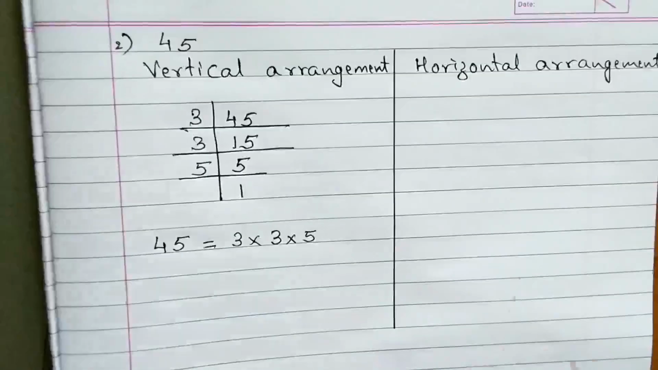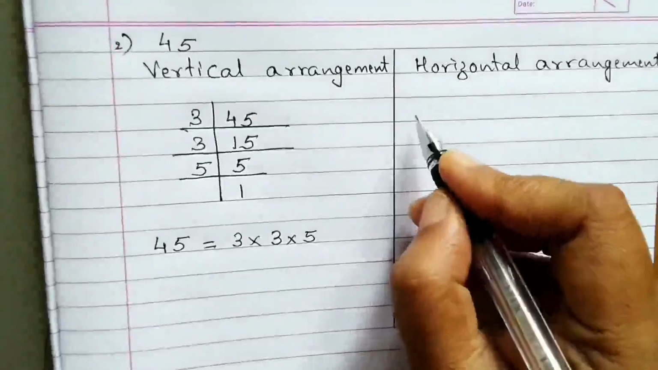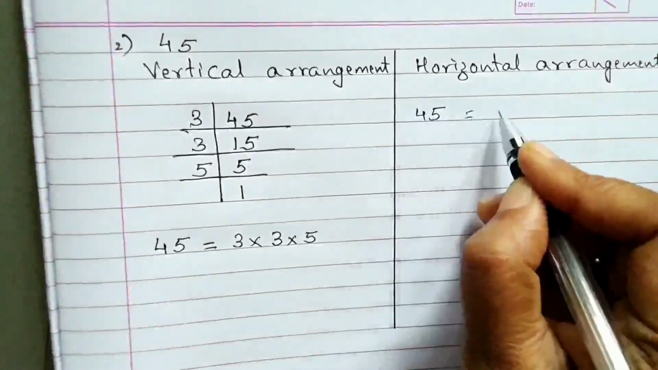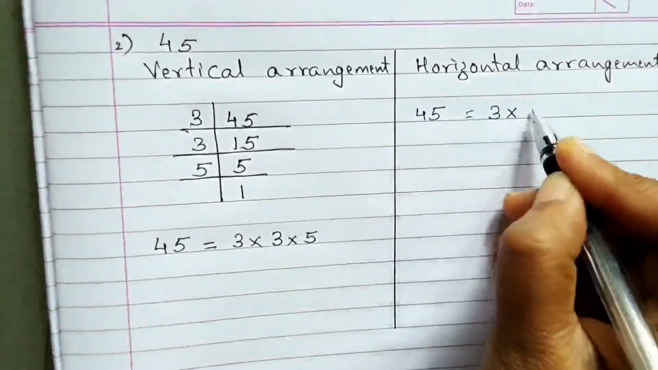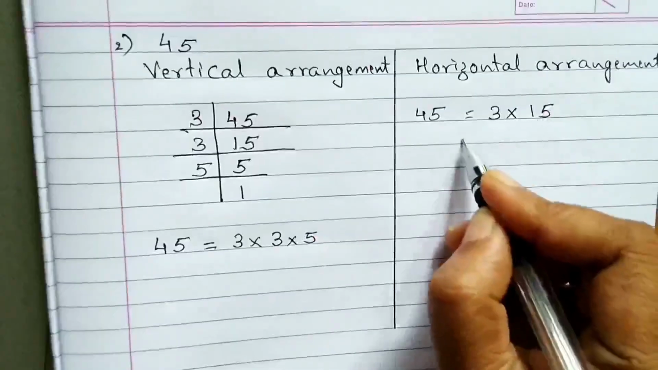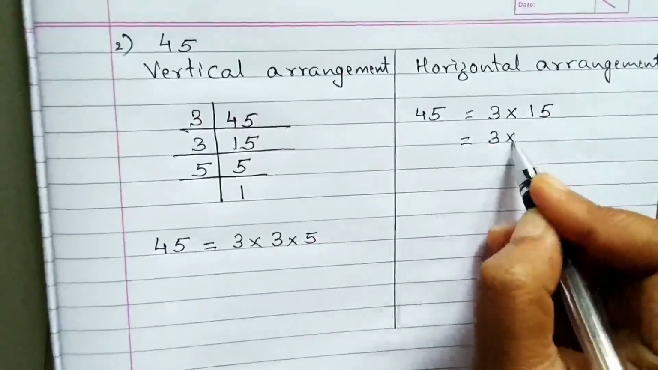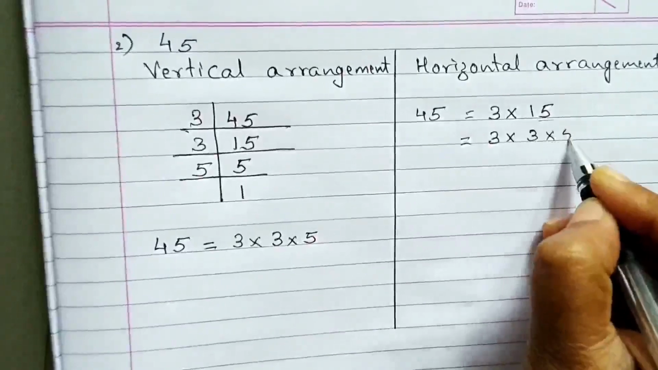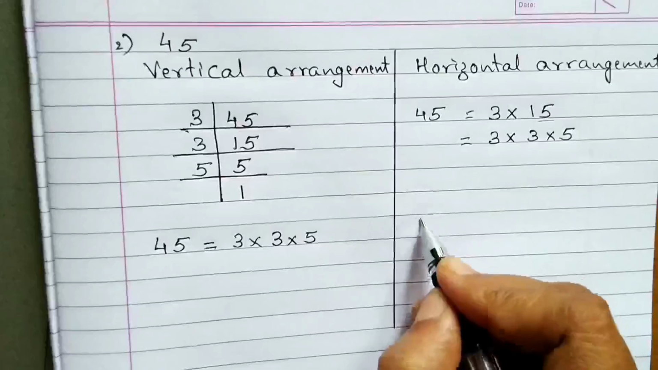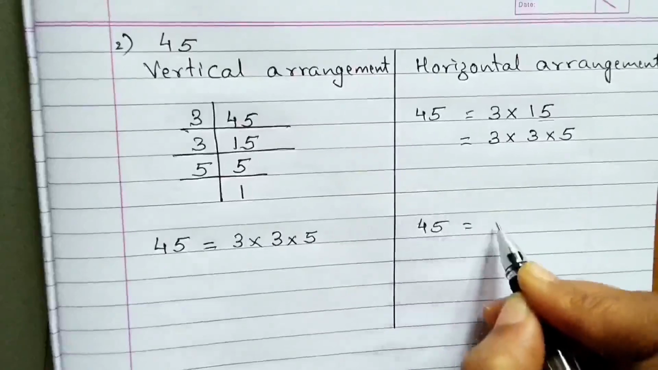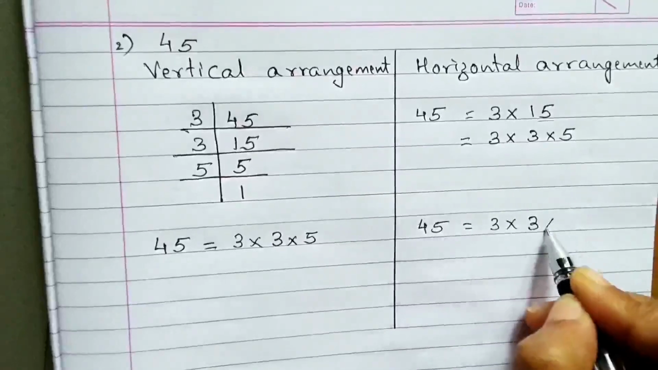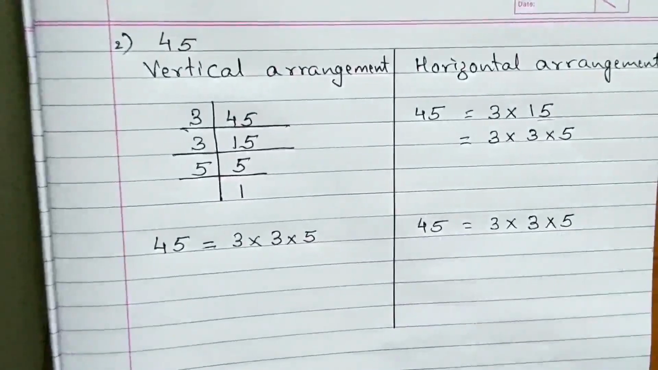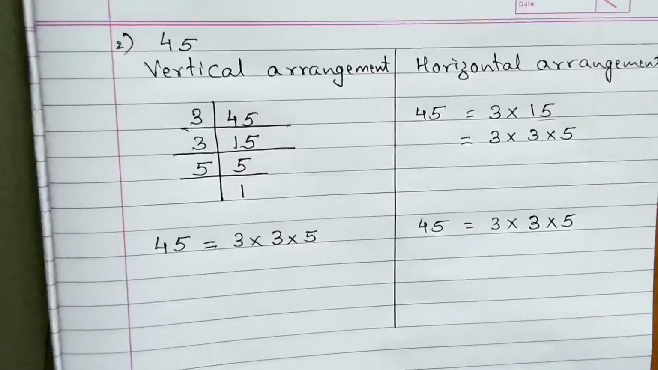Clear? Now let's try the horizontal arrangement. It's again 45. That's equal to, how will you write? 3 multiplied by 15, and 15 should be written as 3 multiplied by 5. So you got 45 as 3 multiplied by 3 multiplied by 5. The third arrangement you can try on your own.